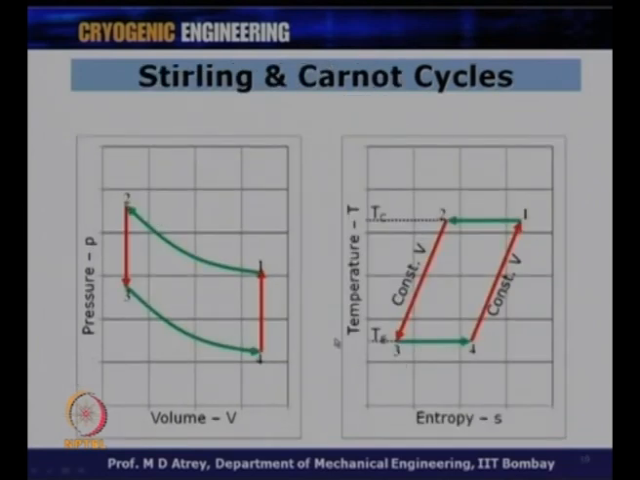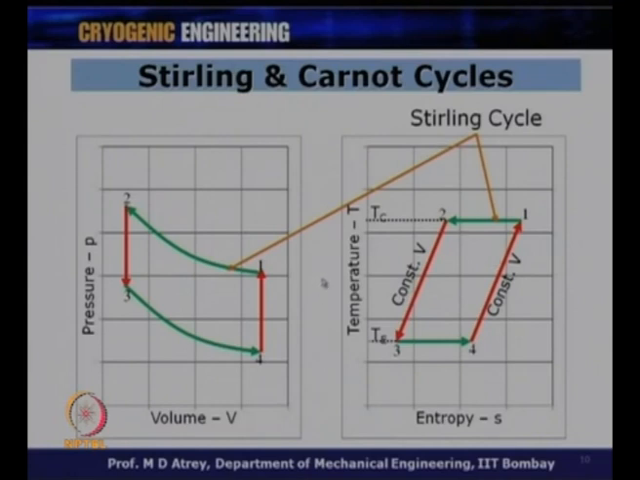And now, if I want to show both the diagrams, both these cycles on a PV chart as well as a temperature entropy chart, you can see 1, 2, 3, 4 as the Stirling cycle, and the same cycle now is shown on the temperature entropy diagram, which is normally what we refer to in cryogenics. 1-2 is the isothermal compression, 2 to 3 is a constant volume process, heat rejection, 3 to 4 is an isothermal expansion where the cooling effect is obtained, and 4 to 1 is constant volume heat addition, and the cycle continues. So, this is what a Stirling cycle would look like.